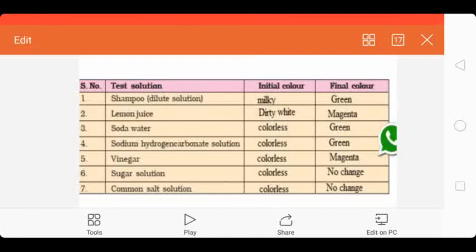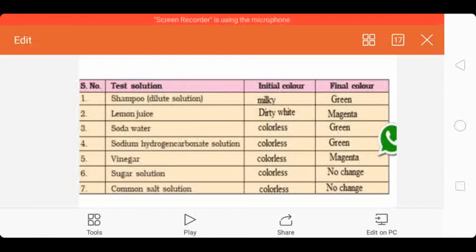Okay, soda water. Soda water is colorless at the initial stage, and when we add China rose indicator, it will turn green. So it is a basic substance. Next one, fourth one, sodium hydrogen carbonate solution, sodium bicarbonate solution. It is colorless at the initial stage, and when we add China rose indicator into it, it will become green. That means it is a basic substance.